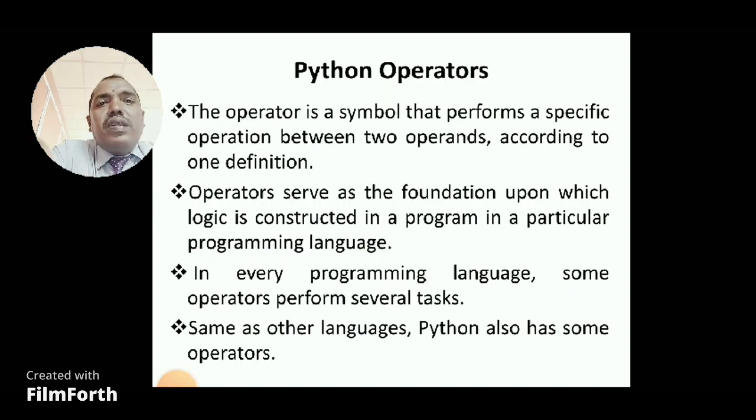Python operators. An operator is a simple tool to perform an operation between two operands, according to a definition. An operator is placed between the two operands to perform a variety of operations like addition, subtraction, multiplication, division, comparison, and assignment. There are so many ways we can use an operator.